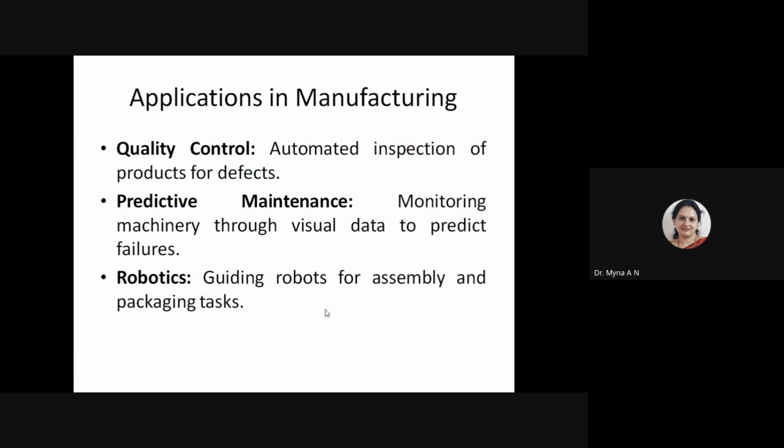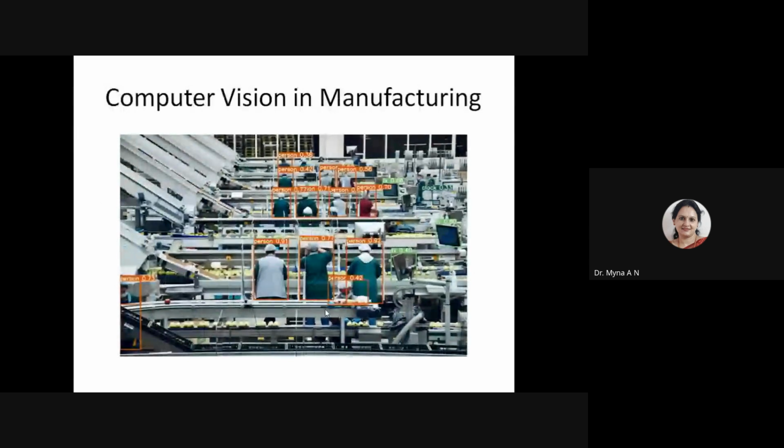In manufacturing, for quality control, automated inspection of products for defects can be developed. Predictive maintenance means monitoring machinery through visual data to predict failures. Robotics means guiding robots for assembly and packaging tasks. These are some of the applications in the manufacturing industry. For example, here we see a manufacturing industry where objects and persons are identified.